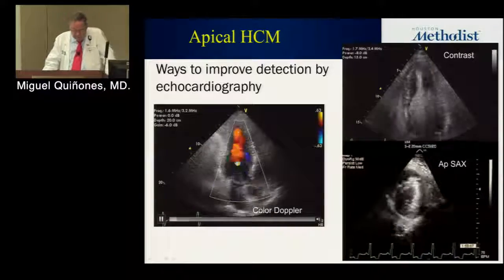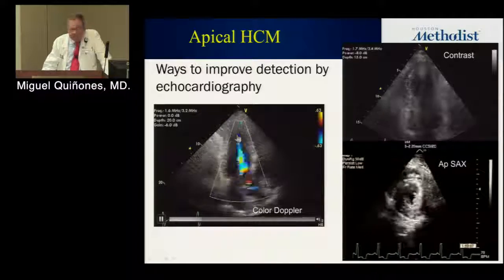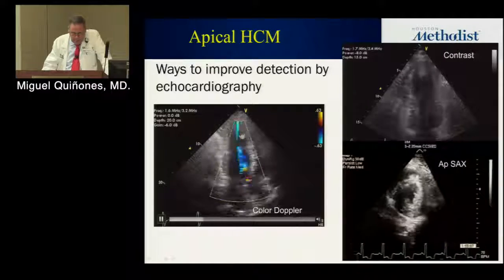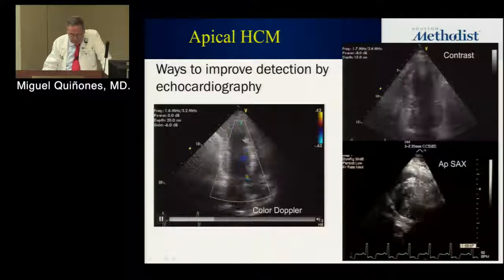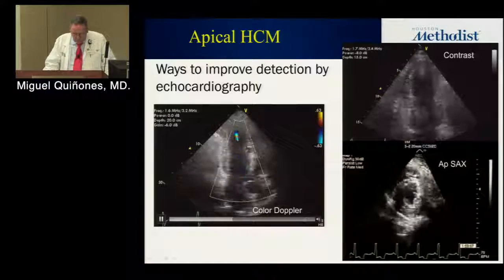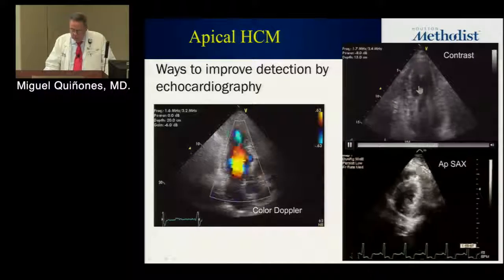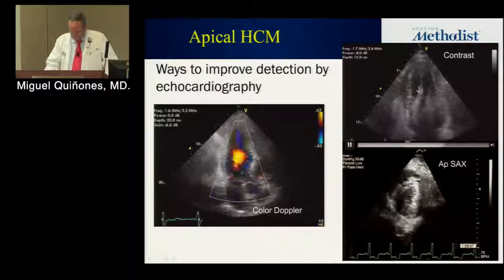Color can help you sometimes because the color can emphasize the trapping at the apex. So, without color, without contrast, this patient might have gone by and been missed. So color within the cavity can help you pick up this area of apical trapping. Contrast is just superb for this.